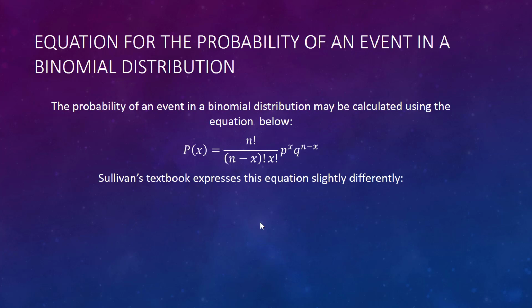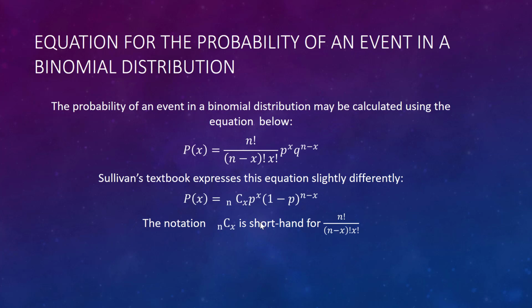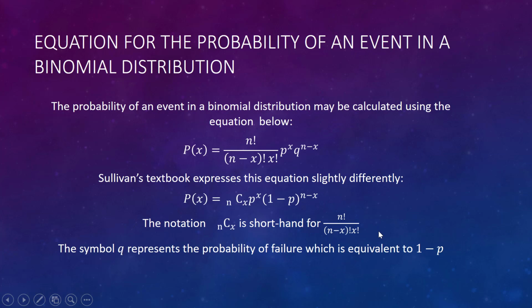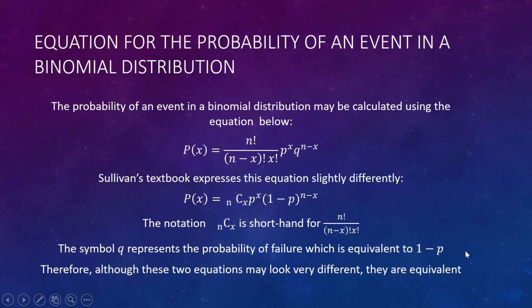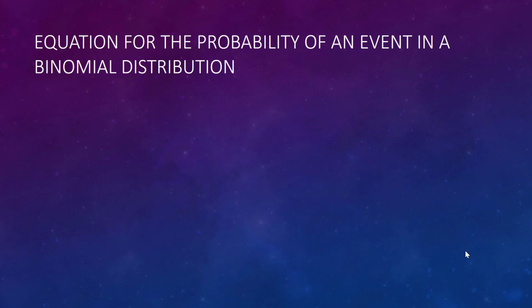Sullivan's textbook expresses this equation slightly differently. The notation, which is read n choose x, is shorthand for this mathematical expression right here. Also, the symbol q, as I stated on the previous slide, is the probability of failure, which is the same as 1 minus p. Therefore, although these 2 equations may look very different, they're actually mathematically equivalent.